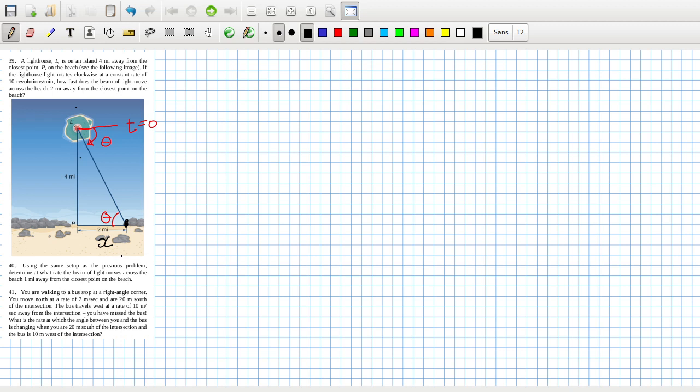And we're looking for how fast the beam of light moves across the beach. So we want dx/dt, which will be dx/d theta times d theta/dt. And we know that d theta/dt is 10 revolutions per minute, so that'll be a 10. And then the dx/d theta. So we need a formula that relates x and theta now.